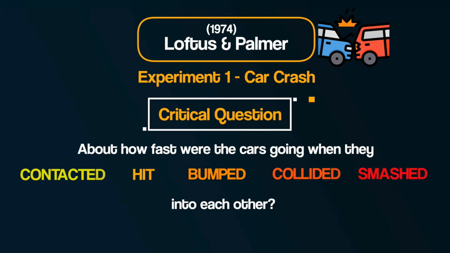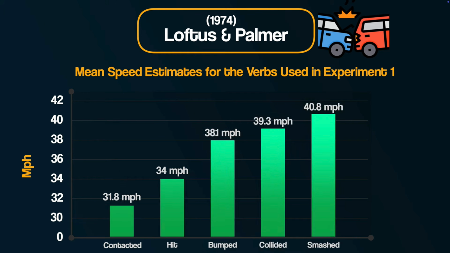In a 1974 study, Loftus and Palmer showed participants car crash videos and asked them to estimate the speed using different verbs. Results showed that the wording influenced speed estimates, demonstrating how language can alter memory in eyewitness testimony.